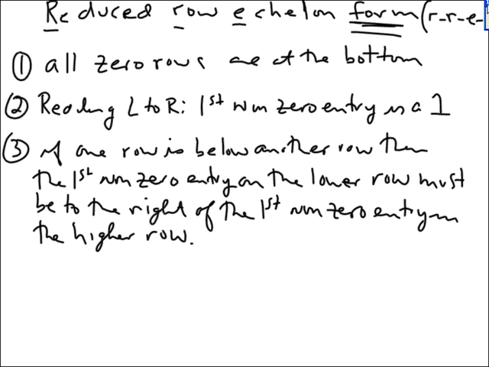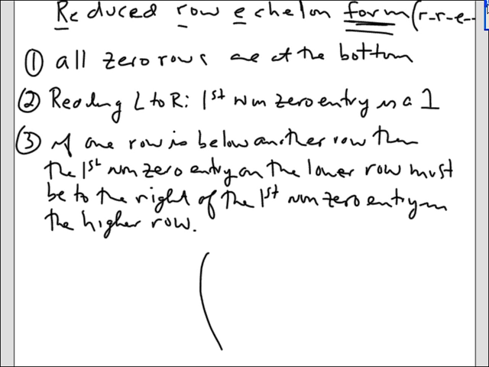Okay, what on earth does this mean? Well, let's look at row 1: 0, 0, 1, 2, 0, 5. That's the first non-zero entry. In the row beneath it, in the second row, the first non-zero entry must be to the right of the 1. That is, it better be 0, 0, 0. You can have more zeros, or you can have the 1 right away.